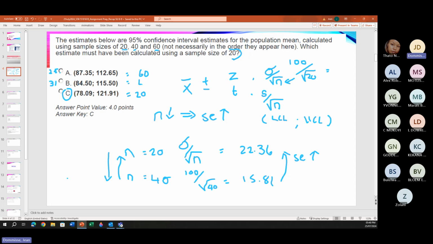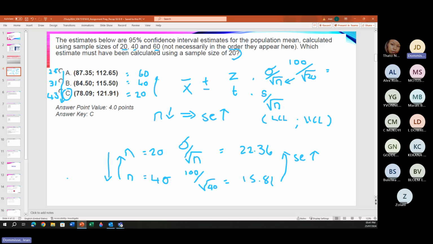Then the middle one would have been sample 40. And let's just work out quickly what is that difference. 121.91 minus 78.09. Okay, so again, as the difference between upper and lower confidence increases, so the sample decreases.